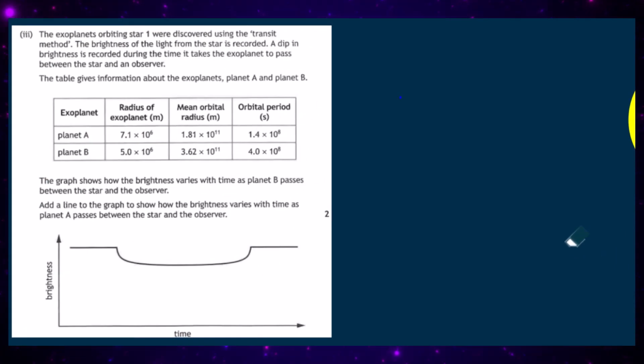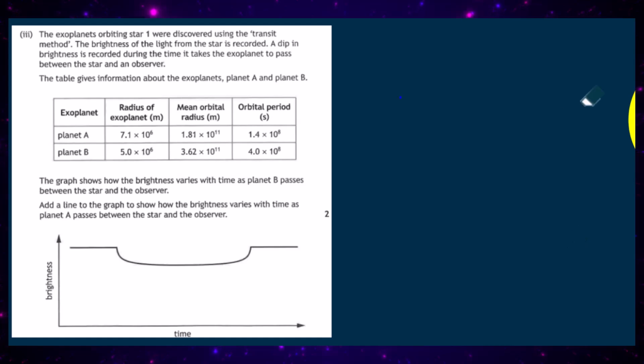Question 5c, part 3. The exoplanets orbiting star 1 were discovered using the transit method. The brightness of the light from the star is recorded, and a dip in the brightness is recorded during the time it takes the exoplanet to pass between a star and an observer. The table below gives the information about the exoplanets A and B.